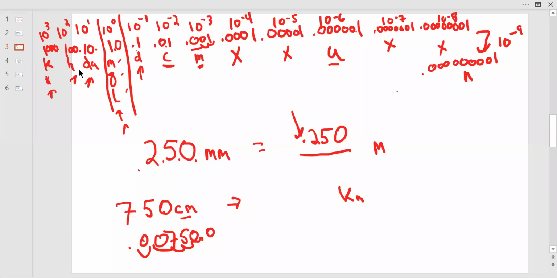So that would be 0. I'm sorry, we could put 0 in front of that. That's the same thing, which is really important if you're doing dosages. You should put that 0 before that, just so we know it's there. 0.0075. Make sense? So of course, a centimeter is much smaller than a kilometer.